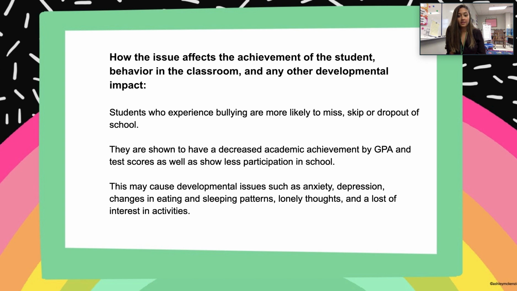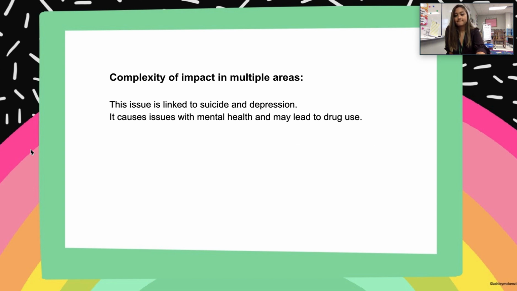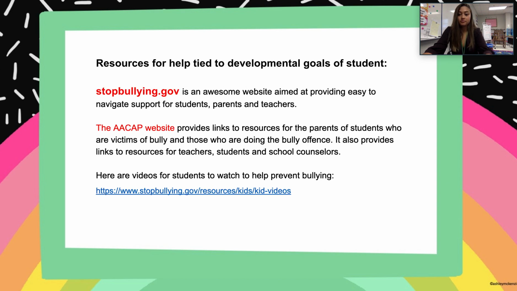Students who are bullied are more likely to miss, skip, or drop out of school. They're shown to have a decreased academic achievement by GPA and test scores, as well as show less participation in school. This could also cause developmental issues such as anxiety, depression, changes in eating and sleeping patterns, lonely thoughts, and a loss of interest in activities, which of course in turn links to suicide and, like we said before, depression. Another thing it can cause is mental health issues that may lead to drug use, which will lead me to my next point eventually.